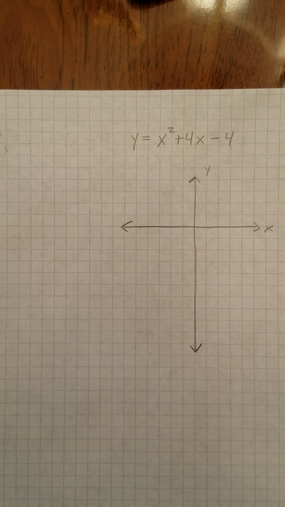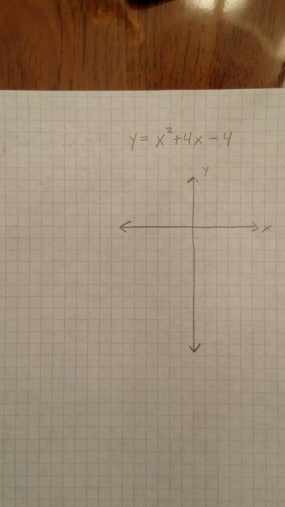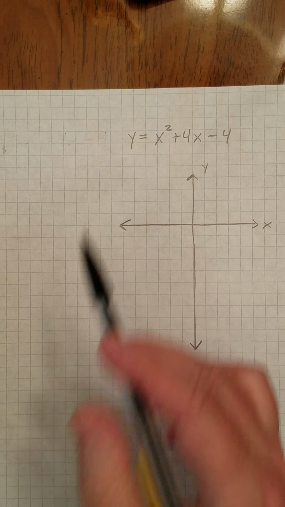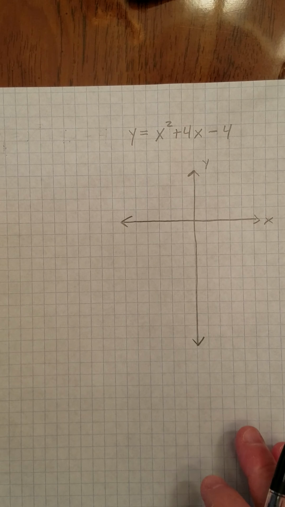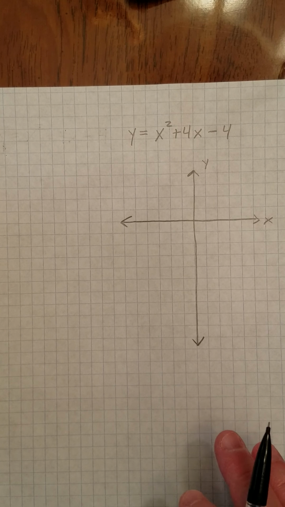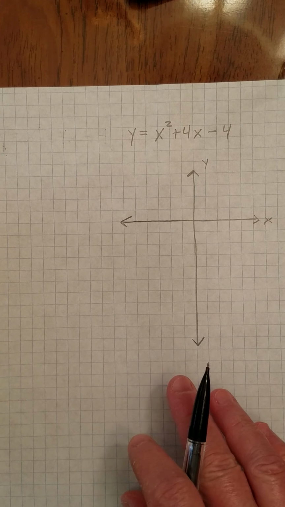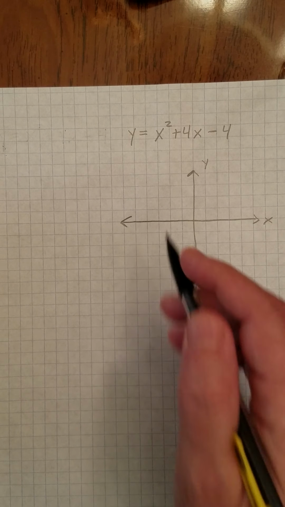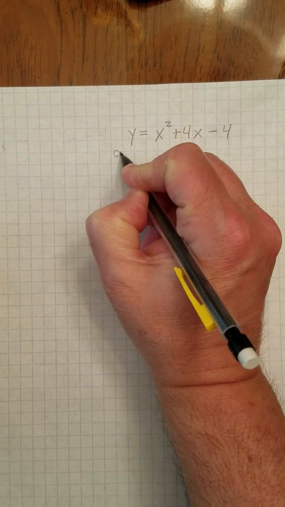In this video, we're going to look at how to graph a parabola that smiles, one that opens up, because A right here is a positive number. We're going to look at how to graph this using 5 points. I'm going to begin by just writing down the values of A, B, and C.